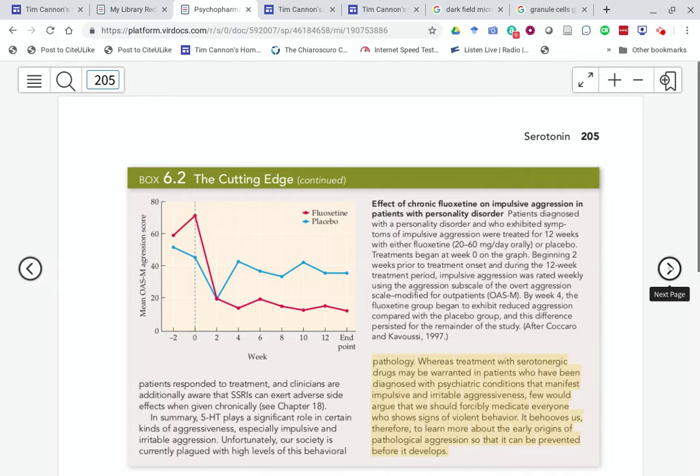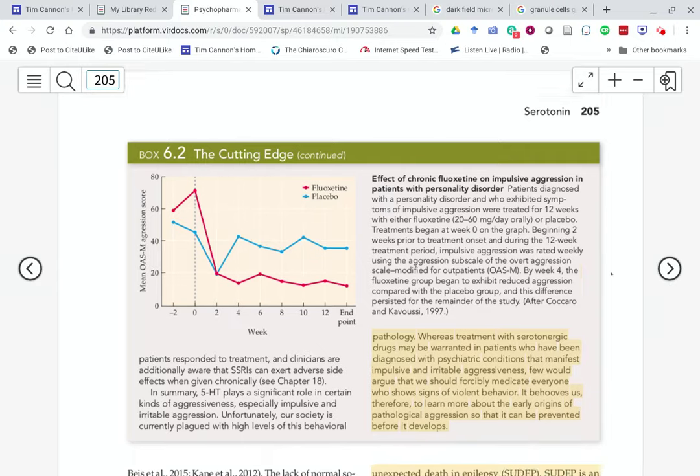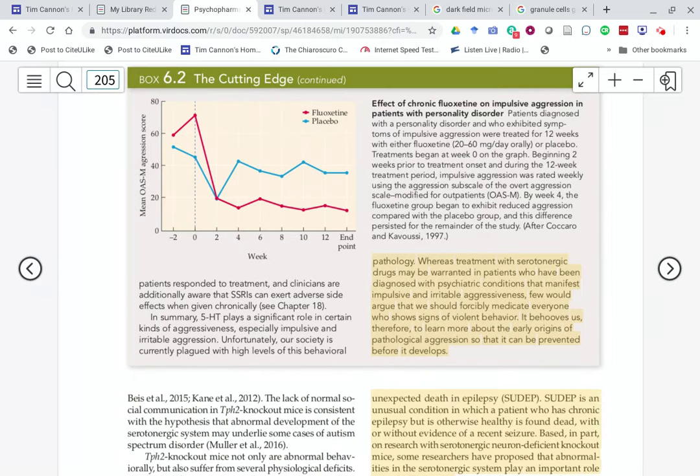Aggression. That's pretty impressive. Impulsive aggression. In a country with lots of handguns, you don't want impulsive aggression. Whereas treatment with serotonergic drugs may be warranted in patients who have been diagnosed with psychiatric disorders that manifest impulsive and irritable aggression, few would argue that we should forcibly medicate everyone who shows signs of violent behavior. I would like them to not be violent.